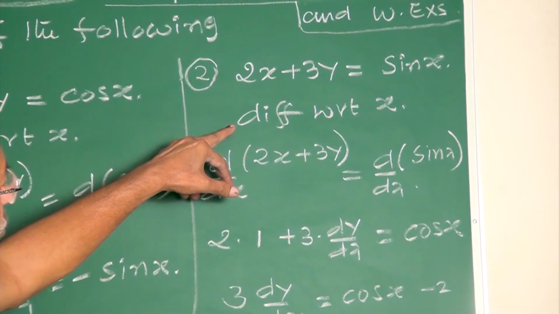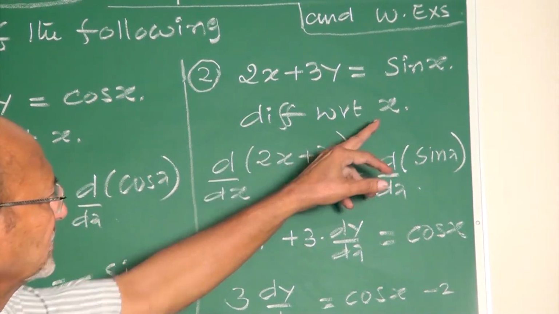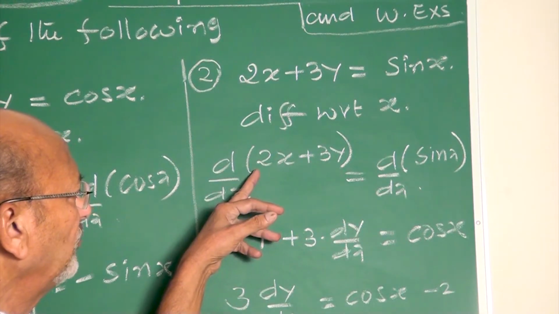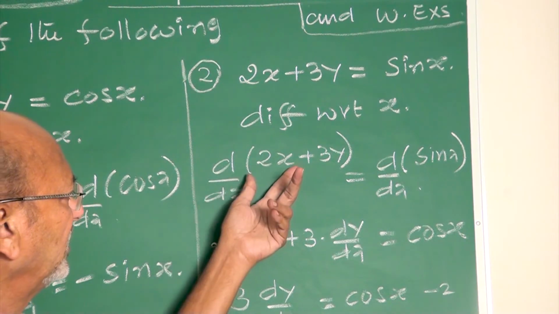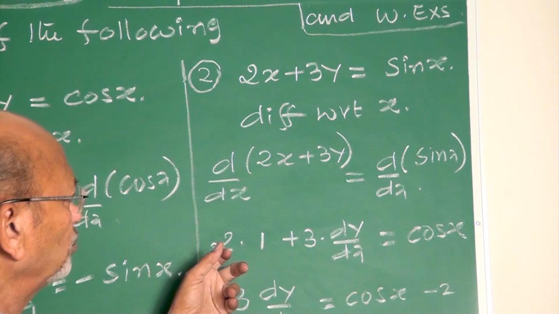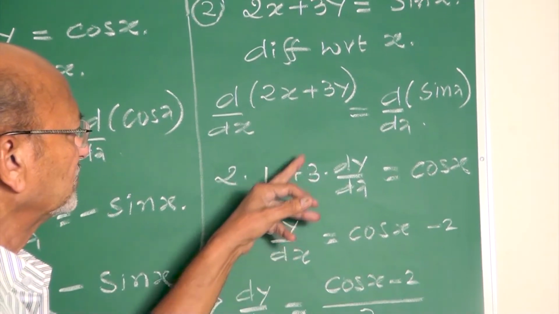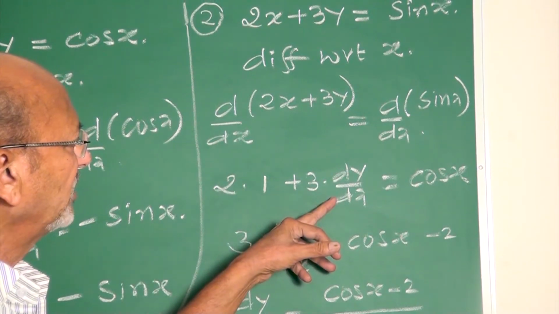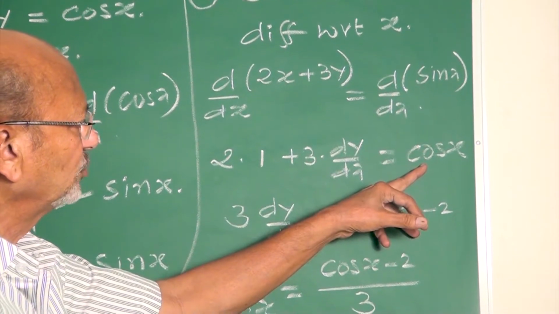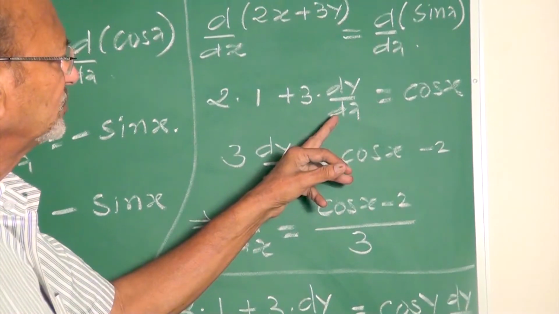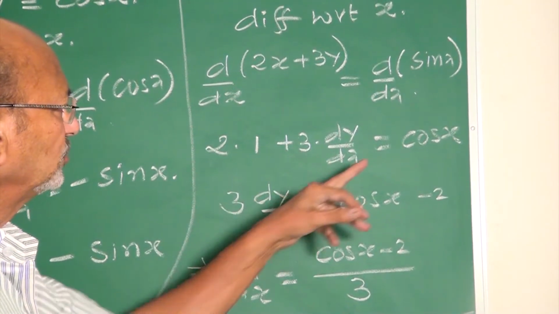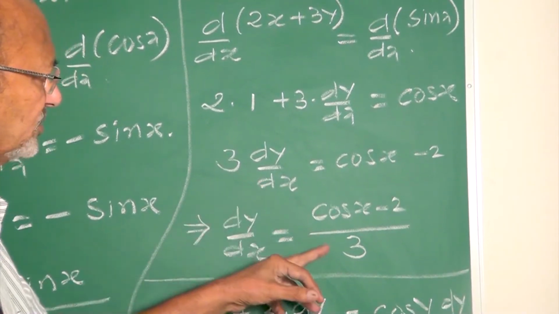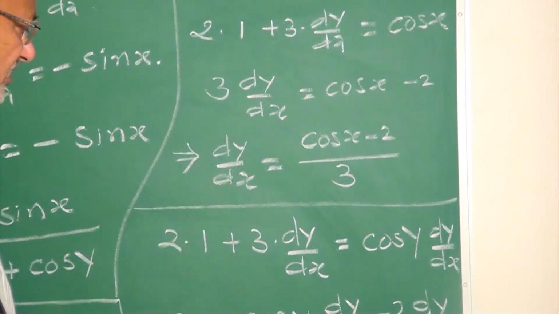First step, first rule, differentiate with respect to x. Derivative of LHS, derivative of RHS. Derivative of kx is k, so 2x gives 2 into derivative of x, which is 1, plus 3 into derivative of y with respect to x, dy by dx, equal to derivative of sin x, which is cos x. Then simplify: 3 into dy by dx equal to cos x minus 2. Solve for dy by dx. Cos x minus 2 upon 3 is dy by dx.